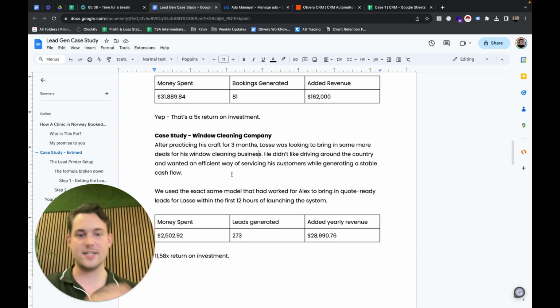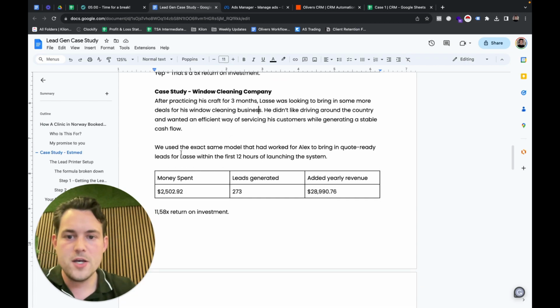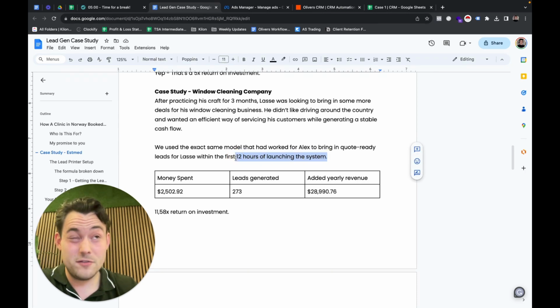So we wanted to basically condense or increase the density of people in a certain area. That's the main goal of this. So we used the exact same model that has worked with Alex to bring in quote ready leads for Lasse, and within the first 12 hours of launching this system, I think he got an initial 5 leads where he closed 3 of them. So that's pretty well done, Lasse.